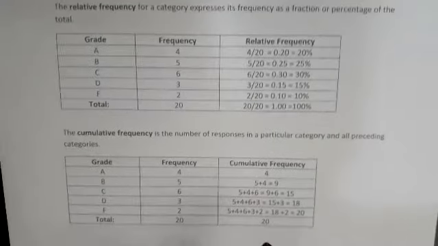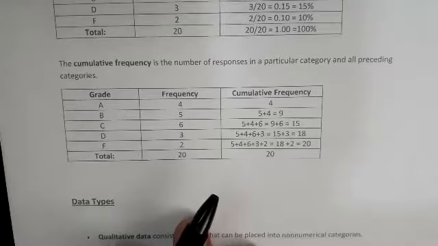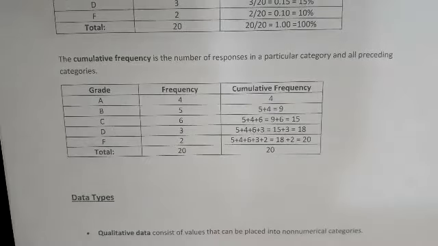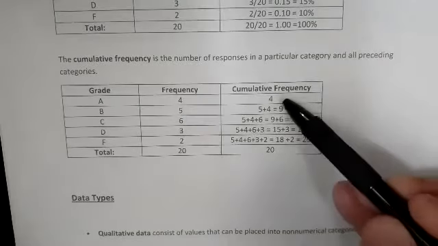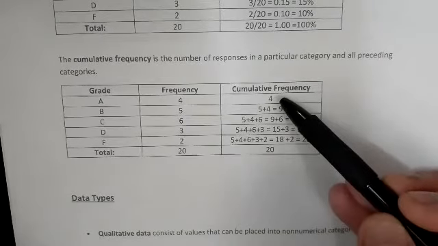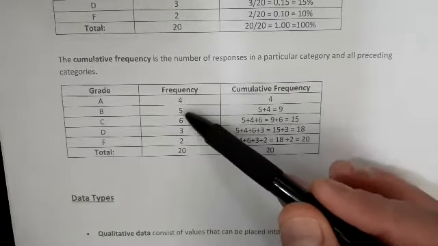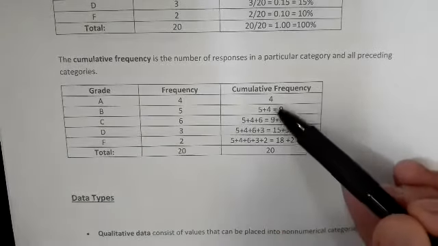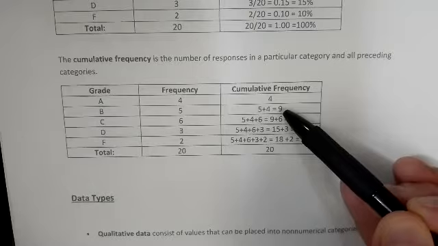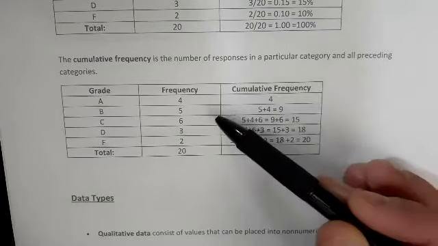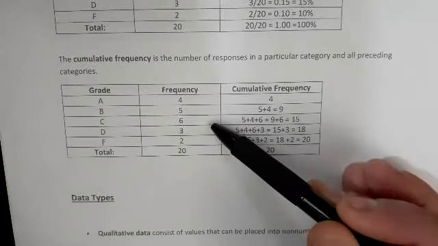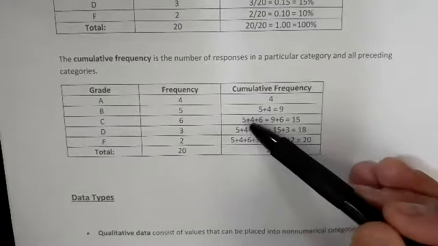The next thing that they want to talk about is this thing called cumulative frequency. It's the number of responses in a particular category and all the preceding categories. So what we're going to do is take 4. That is all we have here. When we get to the next step, we have 4 plus 5. We have A and B that we want to count for. So this one should be 5 plus 4 or 9. If we get to here, we have A plus B plus C. If you want to do 5 plus 4 plus 6, that's good.